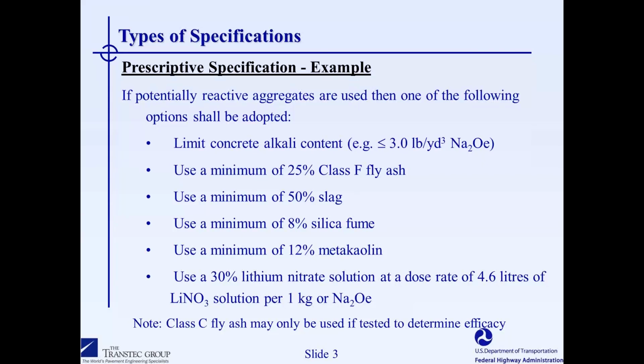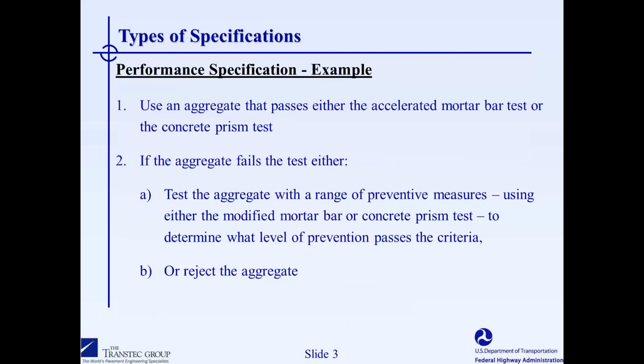Well, basically, despite the fact there are many hundreds of specifications, they basically fall into one of two types: either a prescriptive or a performance specification. A prescriptive specification is one that actually prescribes the action that you're going to take. For instance, the specification might read, if you have potentially reactive aggregates, then you have to adopt one of these measures: limit the alkali content to 3 pounds per cubic yard, use a minimum of 12% silica fume, use a certain amount of lithium nitrate, etc. That would be an example of a prescriptive specification.